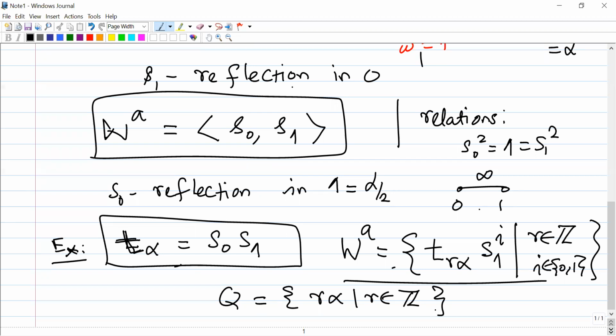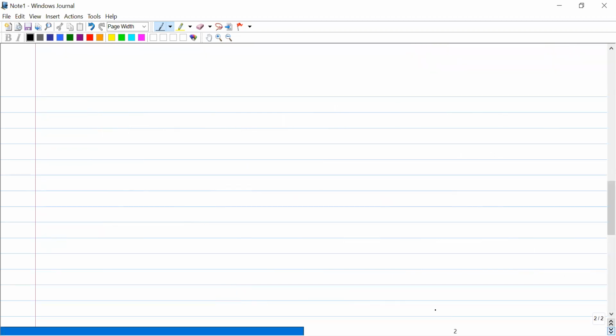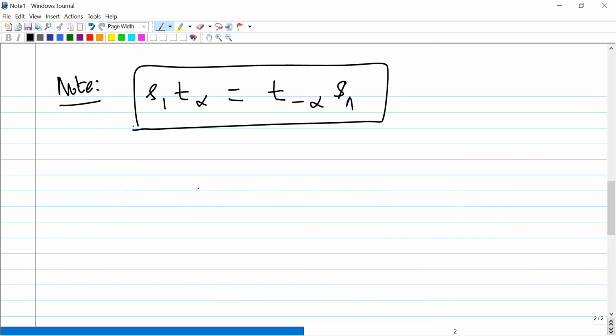Note that we also have some relations between S1 and T alpha. So S1 T alpha is equal to T minus alpha S1. We can use this to prove this.